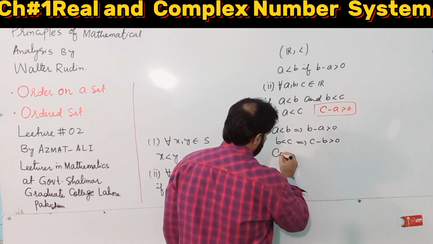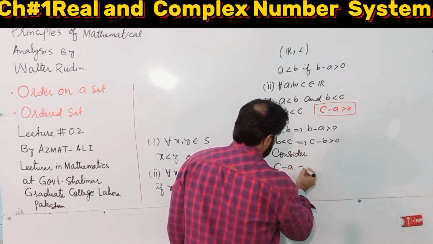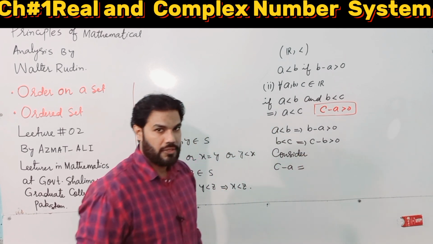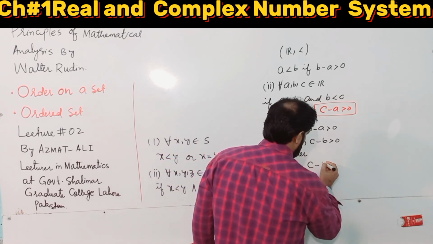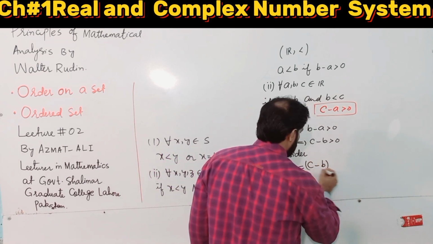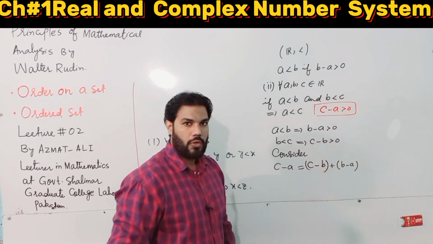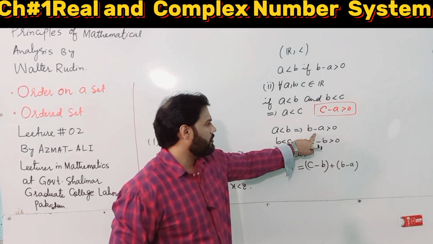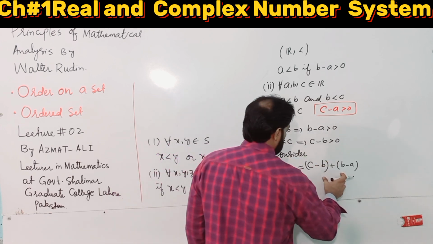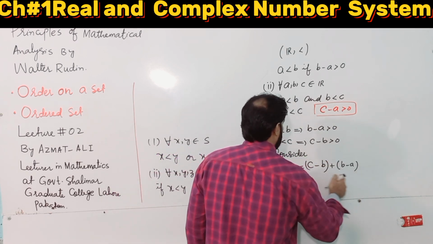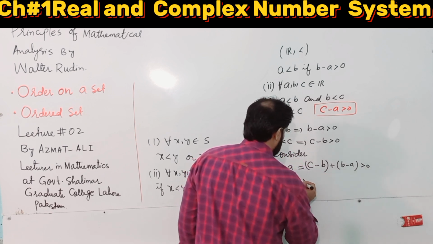Consider C minus A. By adding and subtracting the second number, that is B here, we have C minus B plus B minus A. Now, from above, B minus A is positive, and C minus B is positive. Both the expressions are positive here. Sum of two positive numbers is always positive. This shows that C minus A is positive.